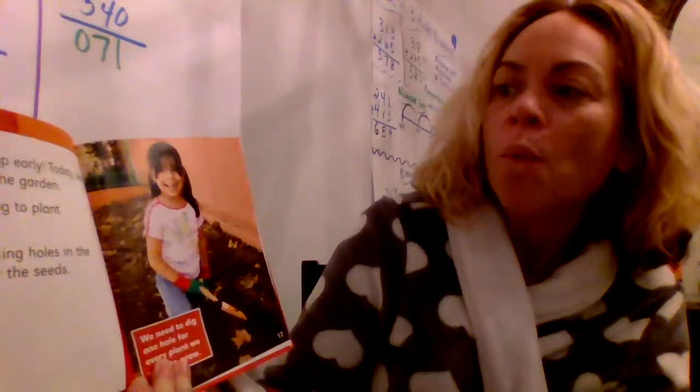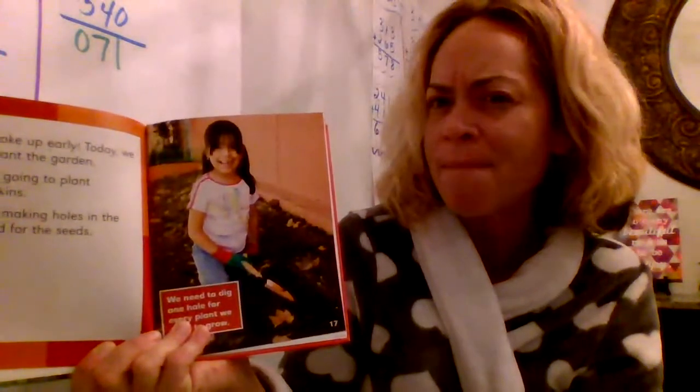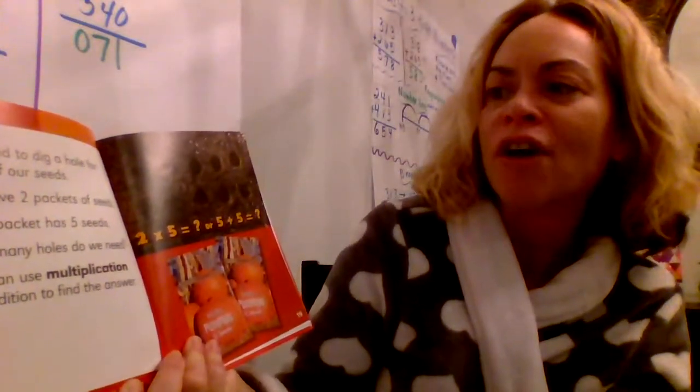We woke up early. Today we will plant the garden. We're going to plant pumpkins. We're making holes in the ground for the seeds. How is she using math while planting a garden? We will talk about that. We need to dig one hole for every plant we grow. We need to dig a hole for each of our seeds.